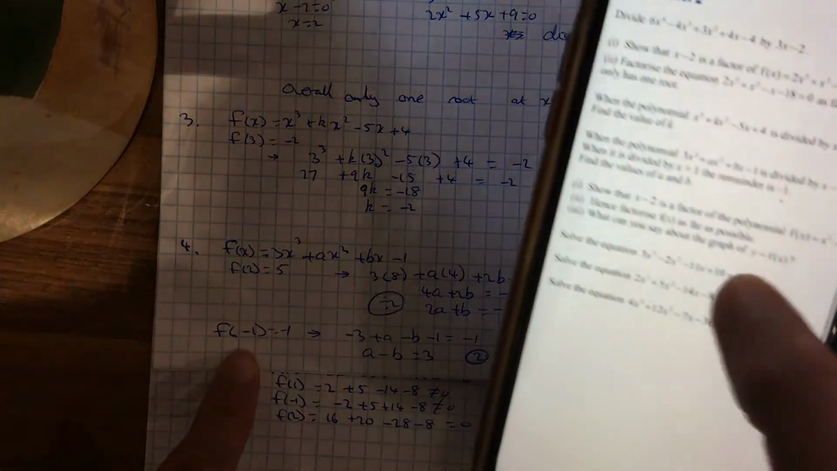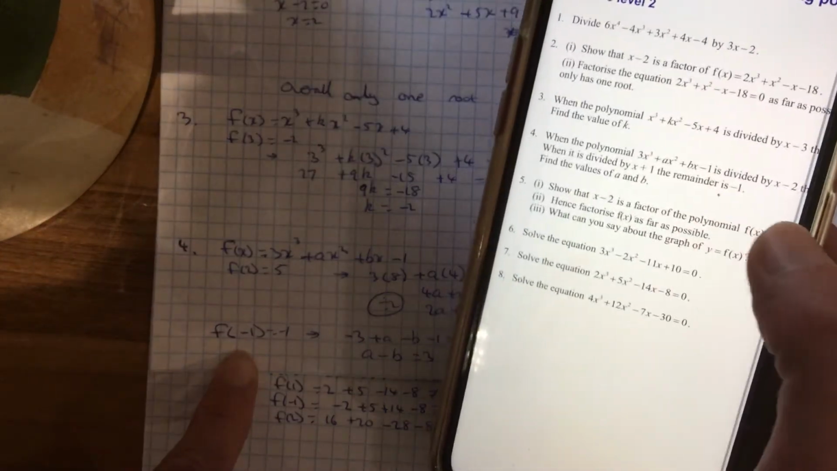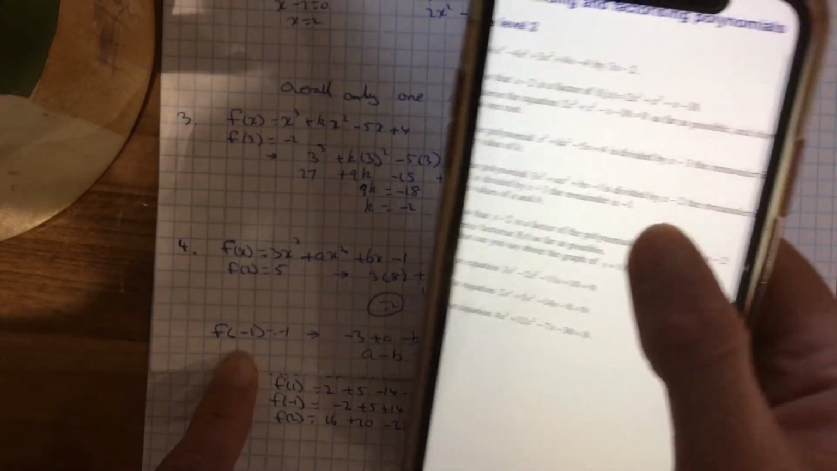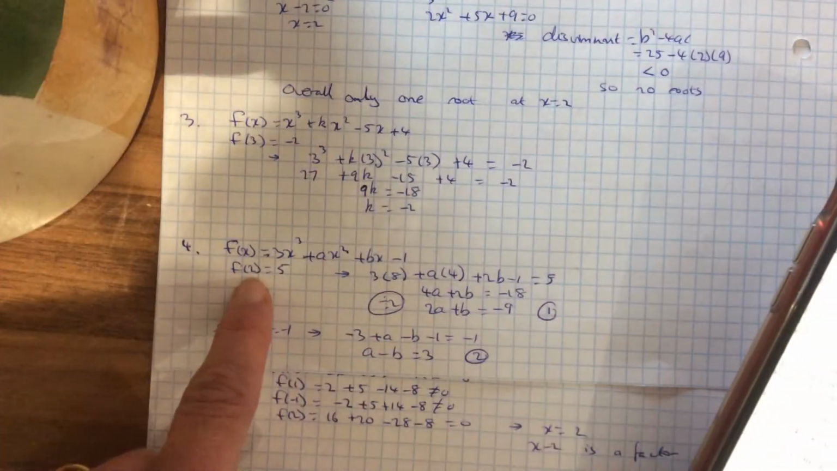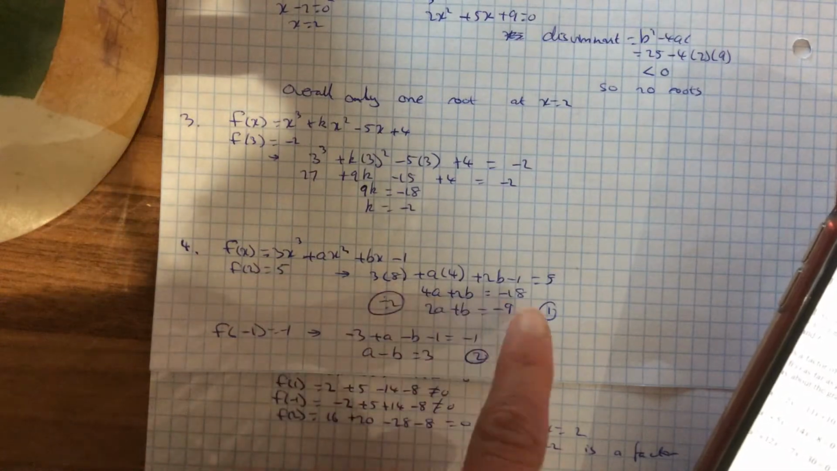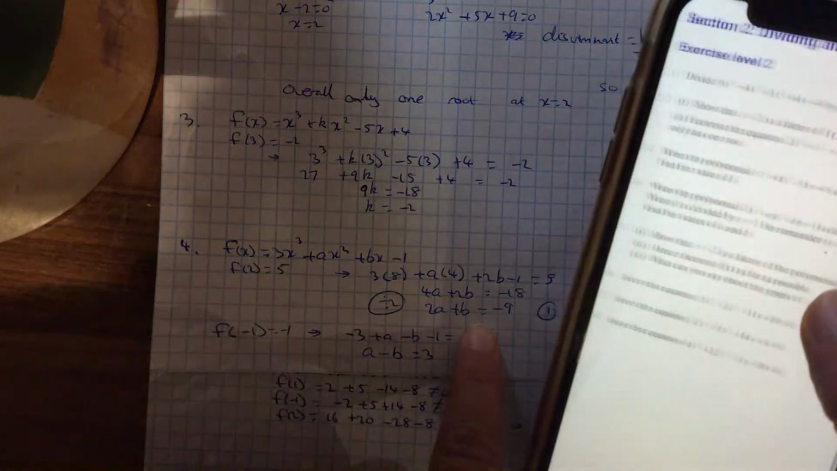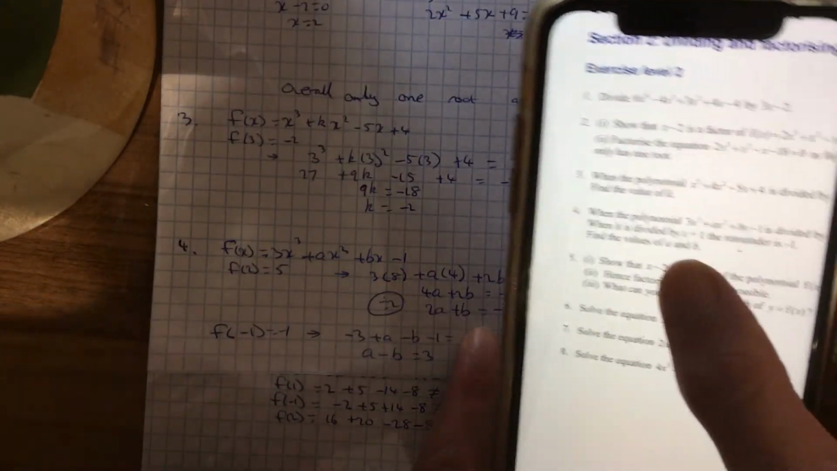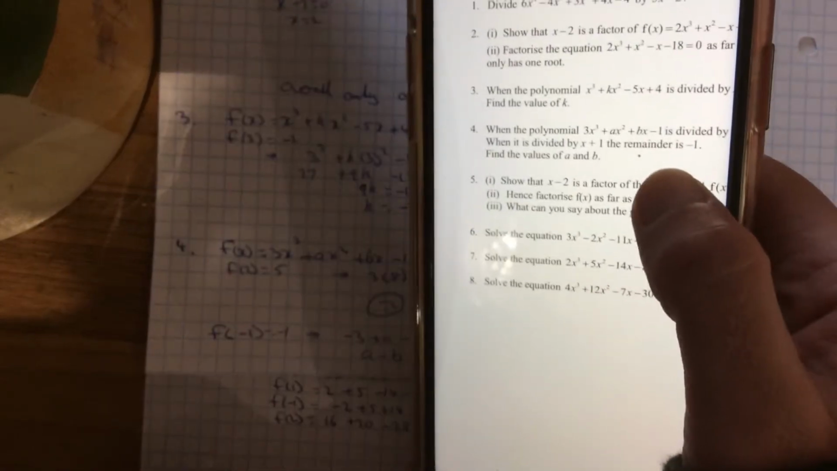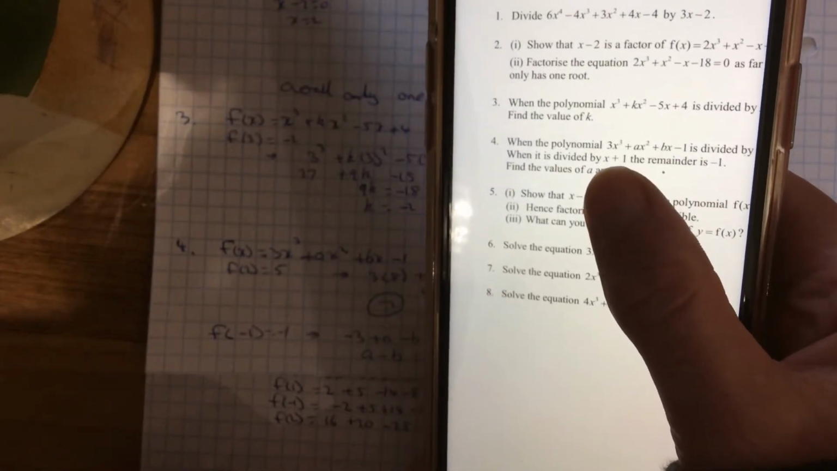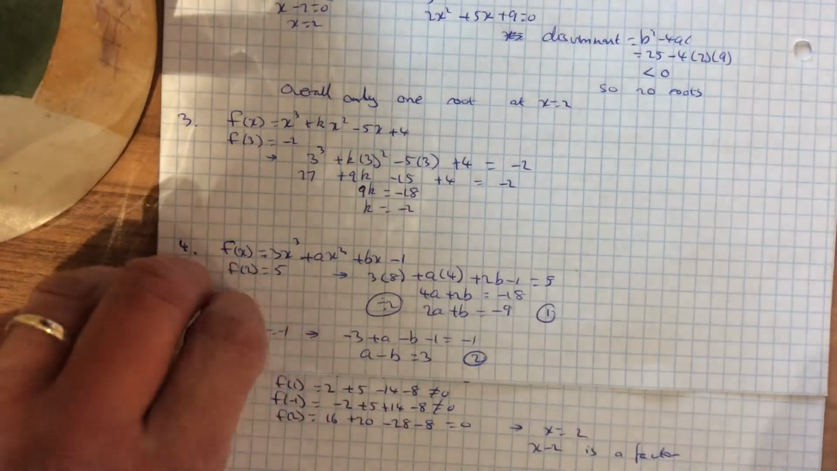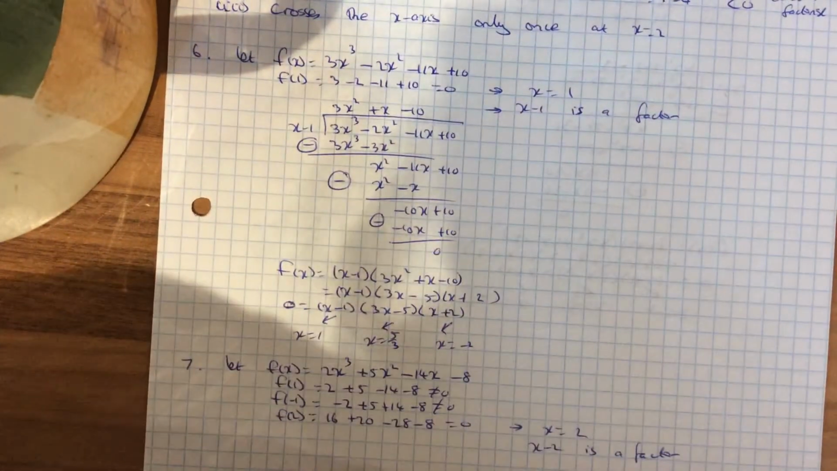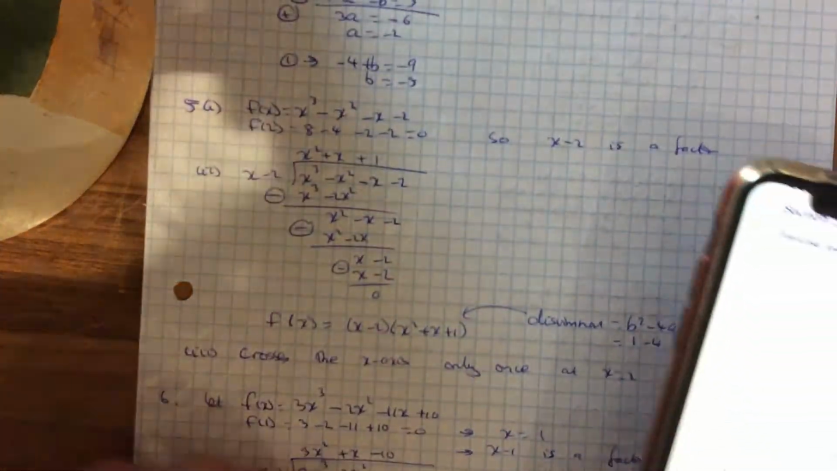Number 4. You're told this polynomial is divided by x minus 2, so I'm thinking x equals 2, the remainder is 5. So sub in x equals 2, and that equals 5. You're also told when it's divided by x plus 1, the remainder is minus 1. So x plus 1 equals 0, so x equals minus 1. Sub it in, and the remainder is minus 1. Just simultaneous equations. And that continues on there.